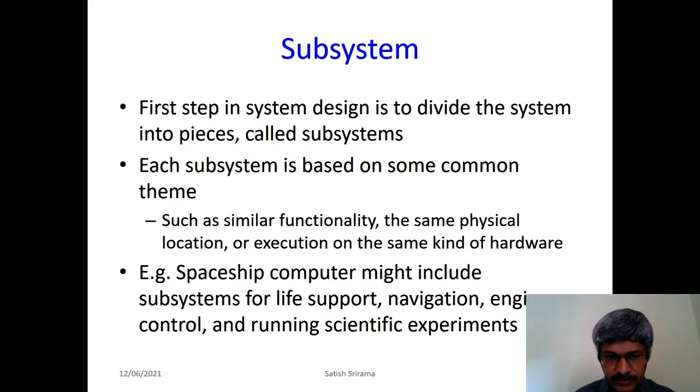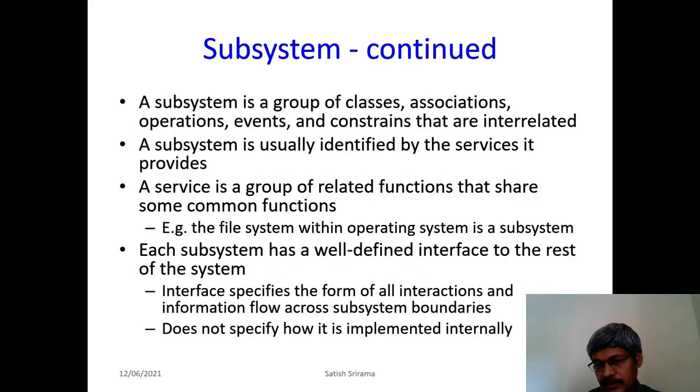Think, for example, of a spaceship computer. This might include subsystems for life support, navigation, engine control, and running scientific experiments, etc. That's how subsystems are built. A subsystem is a group of classes, associations, operations, events and constraints that are interrelated. Everything we have discussed in terms of the class model fits into one of the subsystems.